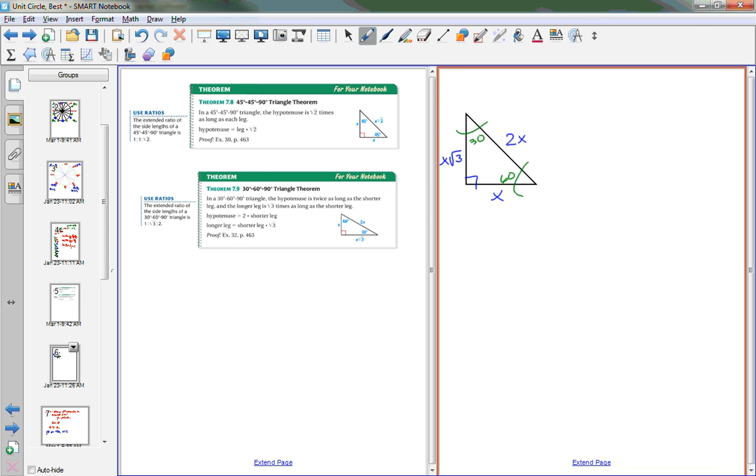Now, what does x represent here? Why is it 1? Because the radius of the circle is 1. So therefore, what I have going on here is not 2x, but 2. Not x, but 1. Not x times the square root of 3, but the square root of 3. Do we all see that, yes or no?